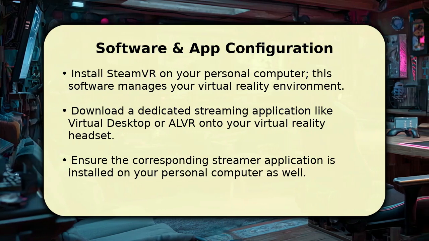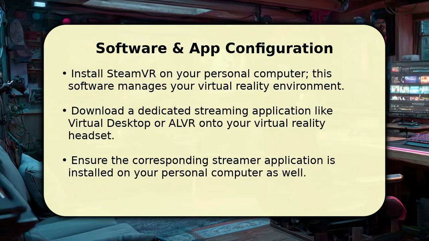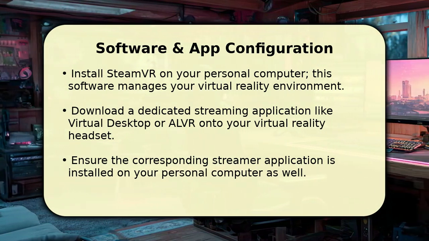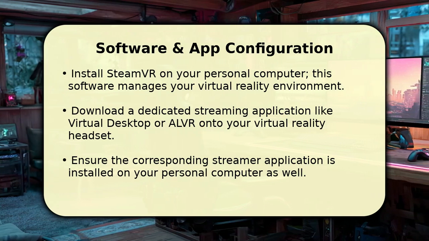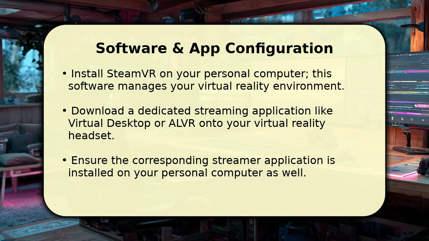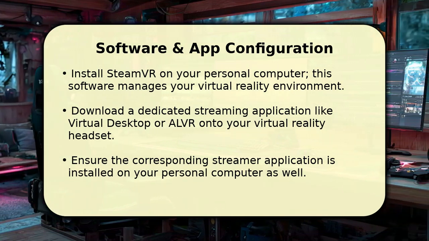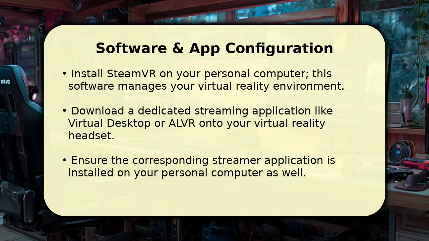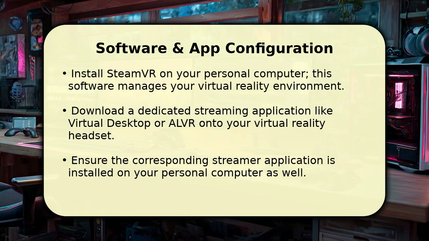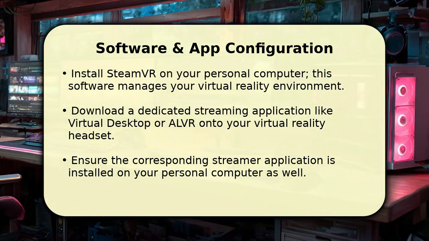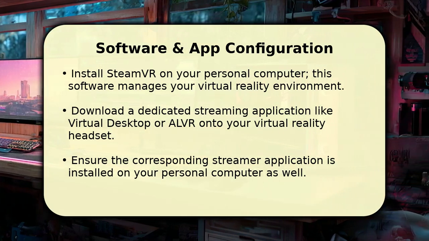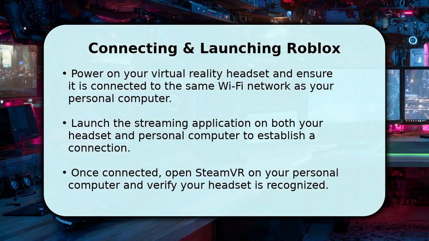Setting up the right software is the next critical step for mobile virtual reality Roblox. On your personal computer, you must install Steam VR, which is the foundational platform for most personal computer virtual reality experiences. Next, download a streaming application, like Virtual Desktop or Alvr, onto both your virtual reality headset and your personal computer. These apps create the bridge for your virtual reality content. Finally, confirm that the regular Roblox personal computer client is fully installed and updated on your gaming personal computer, ready to launch. Now, let's connect and launch Roblox.